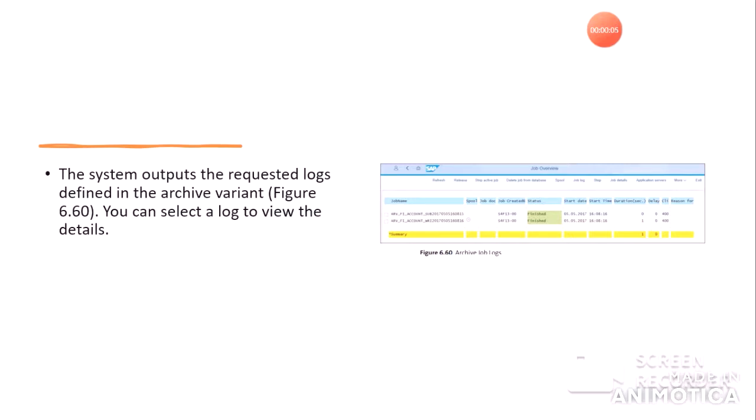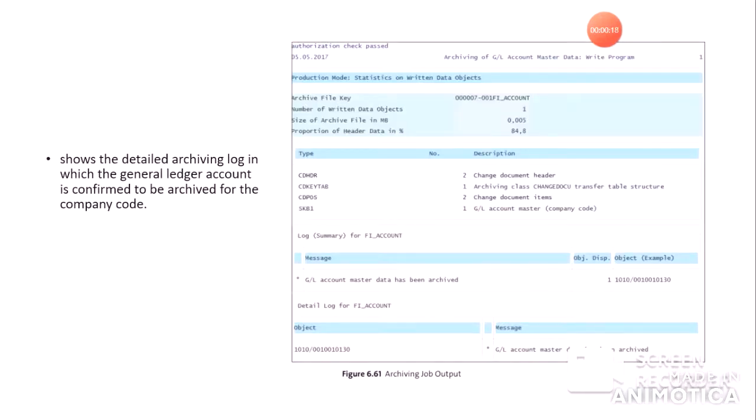So then the system outputs the requested logs defined in the archive variant. You can select a log to view the details. So this shows the detailed archiving log in which the general ledger account is confirmed to be archived for the company code. Archive file key, number of written data objects, change GL account master data has been archived.